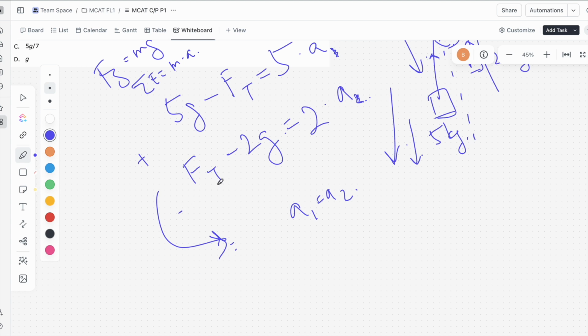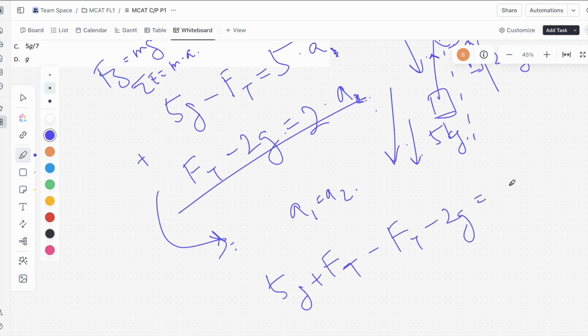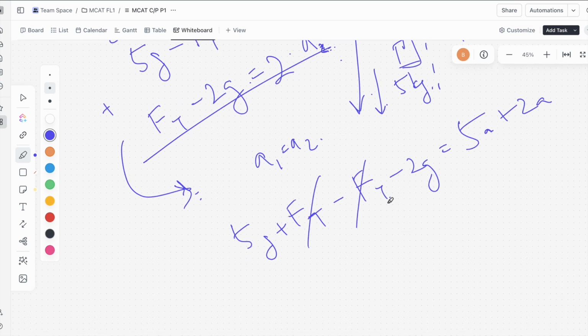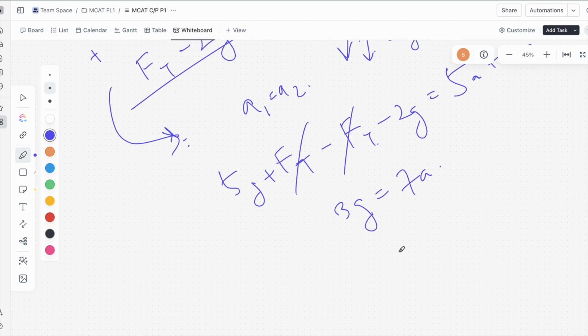So what if we added these two equations up? We get 5g plus Ft minus Ft minus 2g is equal to 5a plus 2a. What does that mean? Well, the Ft's cancel out. This becomes 3g is equal to 7a. Solve for acceleration: a is equal to 3g over 7.